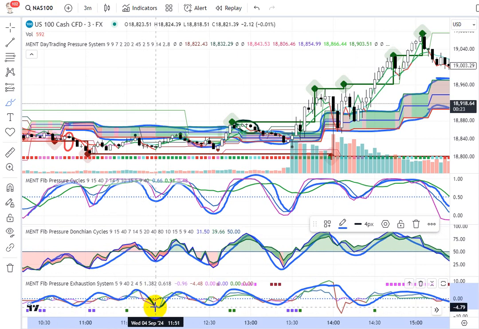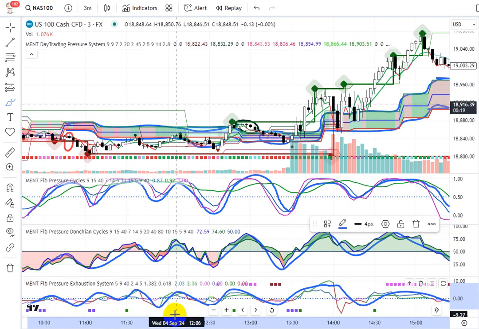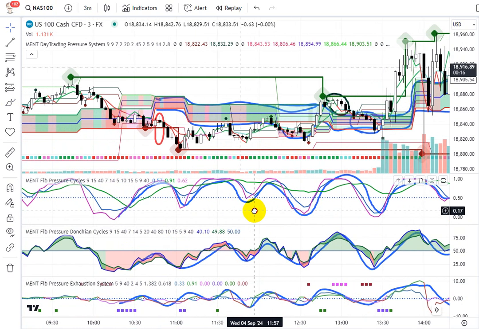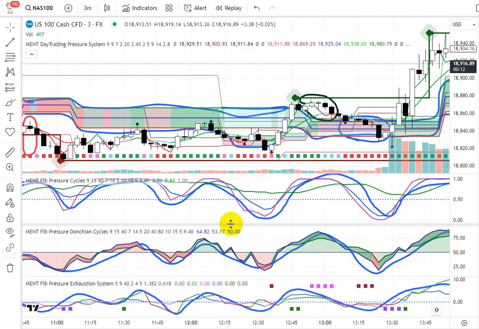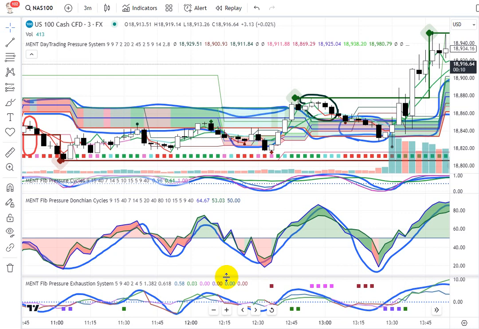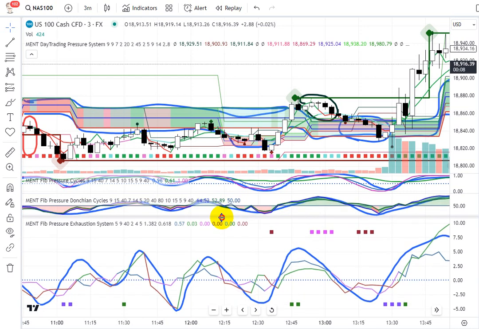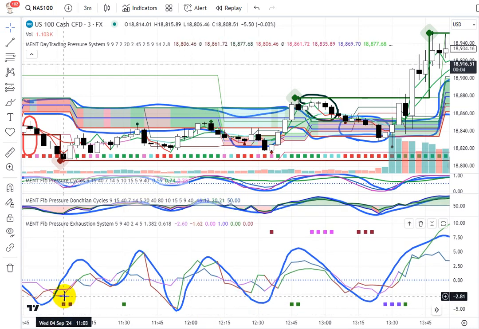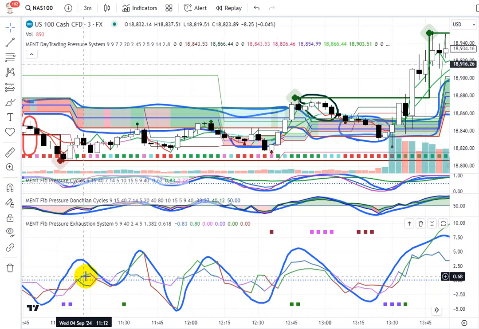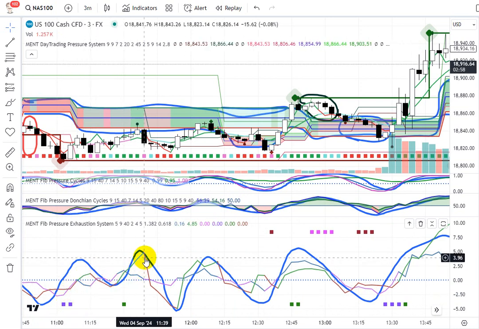But this is pressure. Pressure is what is driving, so I'm going to show you something here. Pressure is what is driving price. So if I were to minimize this, look at the pressure system. You can see here, this is what's called the pressure level, and this is the accumulated. The red and green is the accumulated pressure level.